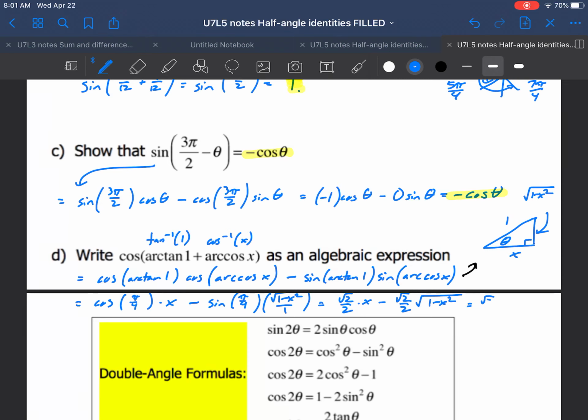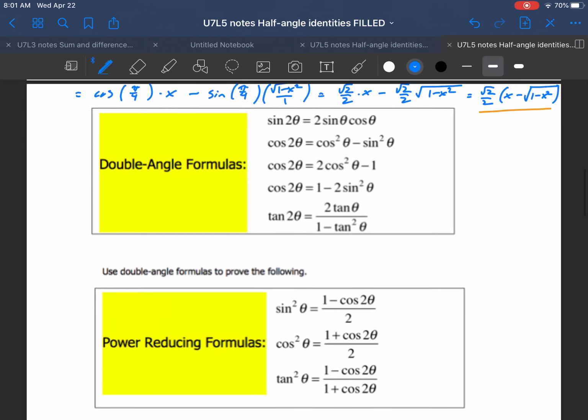Okay, so finally, clean this up a little bit and we can say, well, that's root 2 over 2 times x minus square root 1 minus x squared. And that, ladies and gentlemen, is our answer. Root 2 over 2 times, in parentheses, x minus the square root of 1 minus x squared. Wow. I'm just realizing maybe that's a little bit unclear, that last part. So let me see if I can write that a little bit better. This should be x minus the square root of 1 minus x squared, in parentheses. Okay.